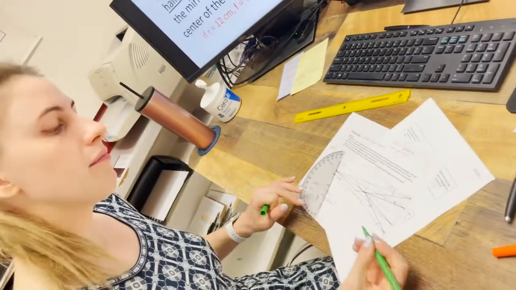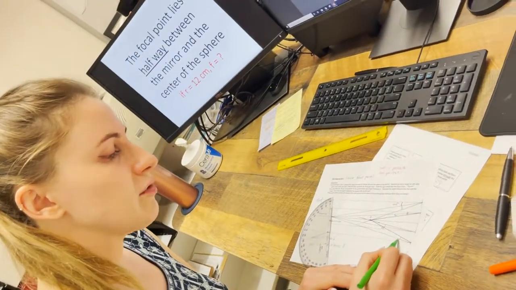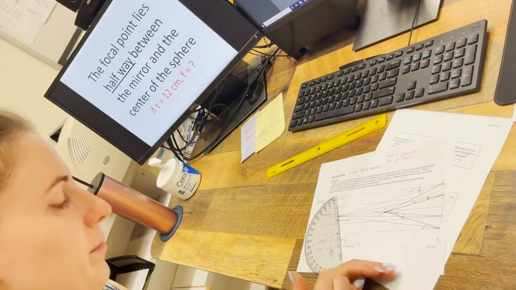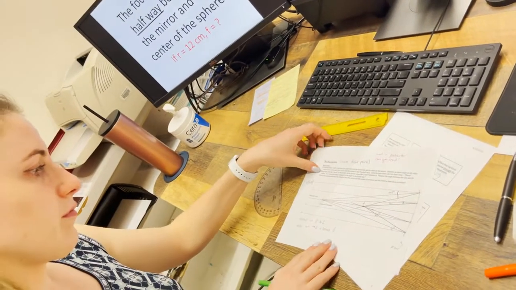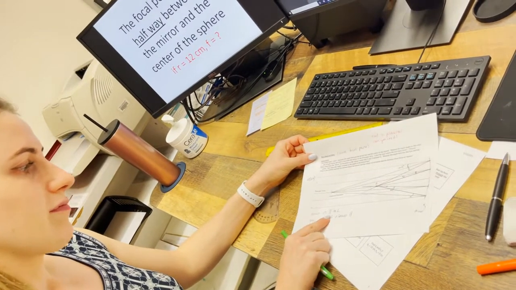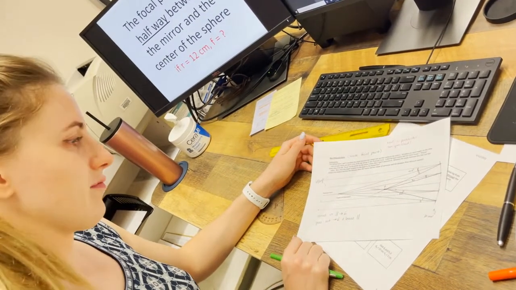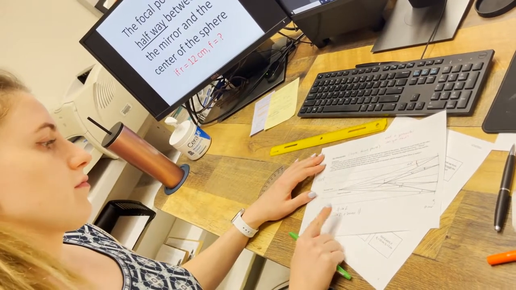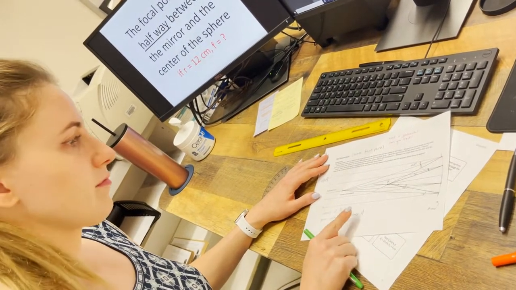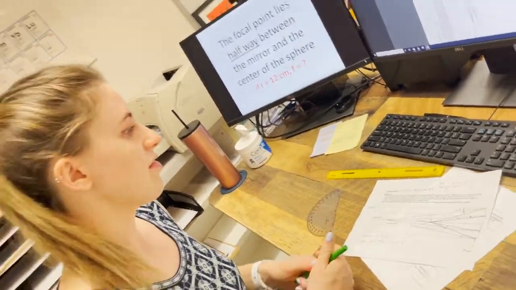Okay, and again, I'm not going to, but I could measure this and it would be the same angle as this. So the point here is that light rays that come in parallel to the principal axis are reflected through the focal point. But if a light ray goes through the focal point, it reflects back out parallel to the principal axis. That is the take-home message.